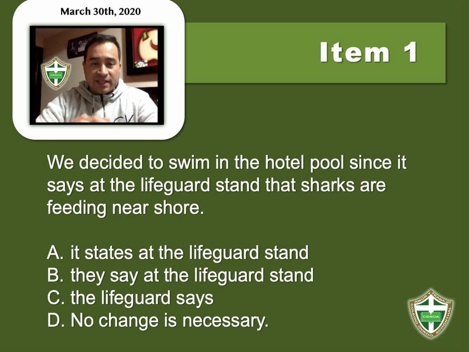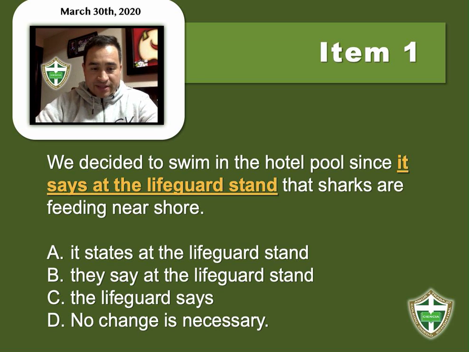Okay, so let's start with the exercise. Item 1: We decided to swim in the hotel pool since it says at the lifeguard stand that sharks are feeding near shore. And we have four options: A, B, C, or D, where no change is necessary. The answer is A, "it says." We have to be very specific that it's the lifeguard who says, not "it."